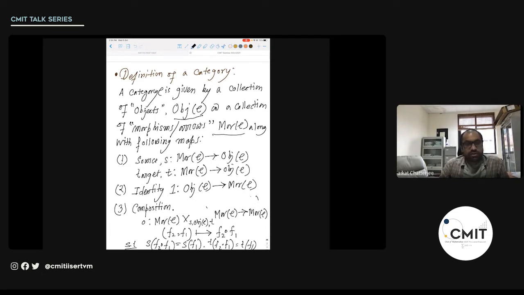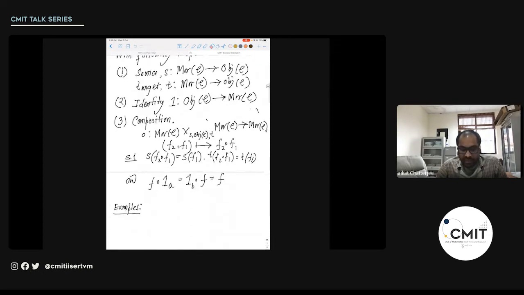This is just to introduce the notation. I will be denoting the set of objects by this notation and the arrow set or morphism set by this notation. Along with this, there will be a pair of maps from the morphism set to the object set, which are called respectively source and target maps. And there is also the identity map in the other direction. So given any object, you can assign an identity, or it is called an identity arrow. And then there is this composition map.